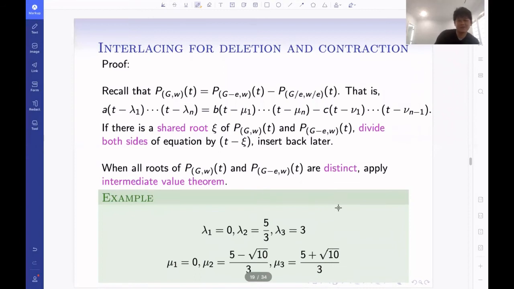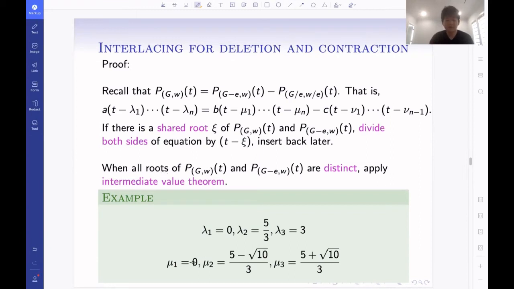And what's one way to prove this? Well, recall that we have this deletion-contraction relation. And if you write it in terms of the eigenvalues, just factor your polynomials P_G, W. Then there are some positive real numbers A, B, C so that you have this relation: A times (T minus lambda 1) all the way to (T minus lambda n) equals B times (T minus mu 1) through (T minus mu n) equals C times (T minus nu 1) all the way to (T minus nu n minus 1). If there's a shared root psi of both G and G delete E, then just divide both sides of the equation by T minus psi. Because if T minus psi is a factor here and T minus psi is a factor here, T minus psi must end up being a factor here. So you divide both sides by it and you just insert it back later.